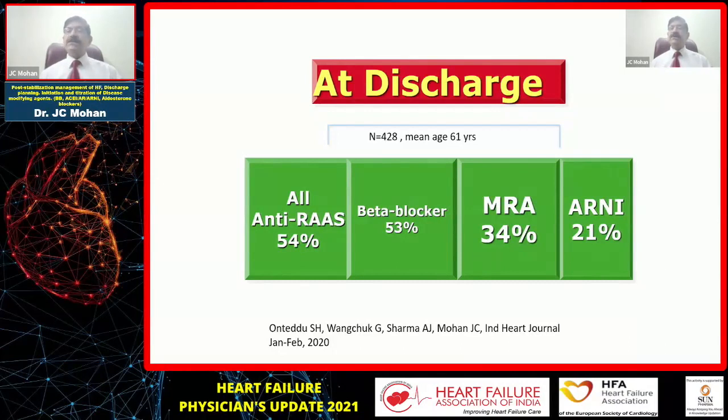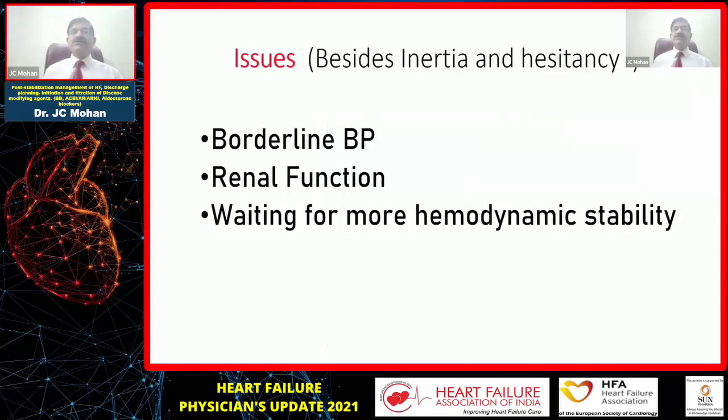This is not optimal, but this is what physicians normally do because of their fears, their prejudices, and of course, looking at the overall risk score of these patients. So what are the issues besides inertia and hesitancy? Let us believe that we physicians should not have inertia and hesitancy. Borderline blood pressure, renal function, and waiting for more hemodynamic stability are the issues which do not allow us to initiate optimal guideline-directed disease-modifying therapy.